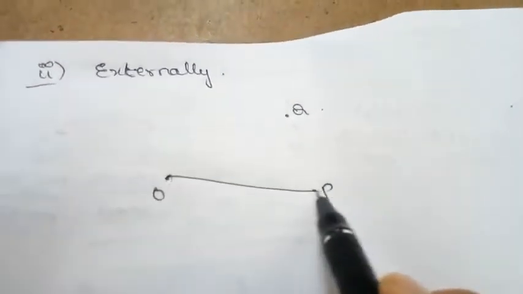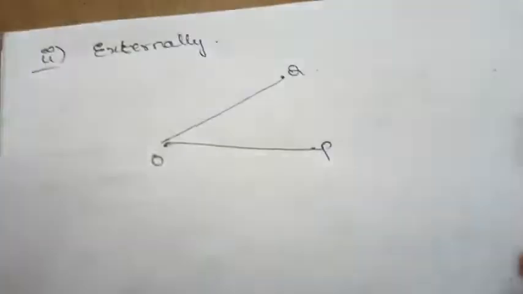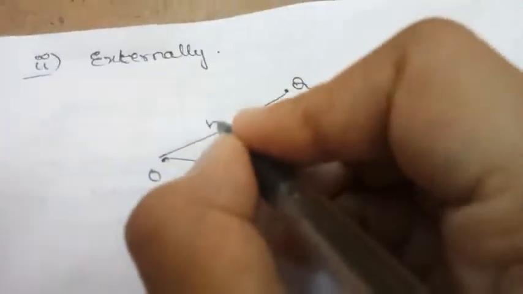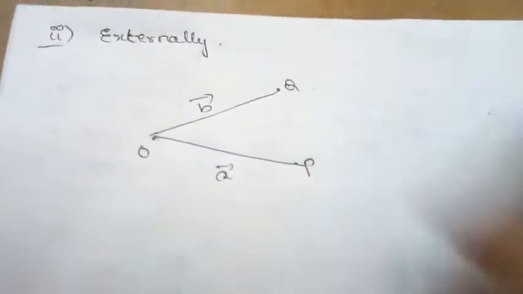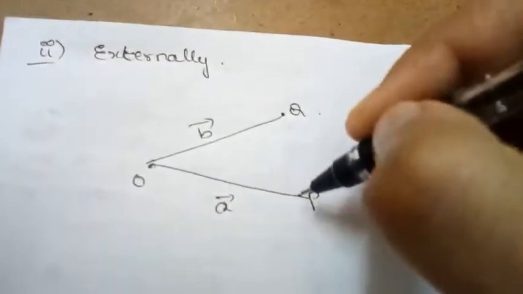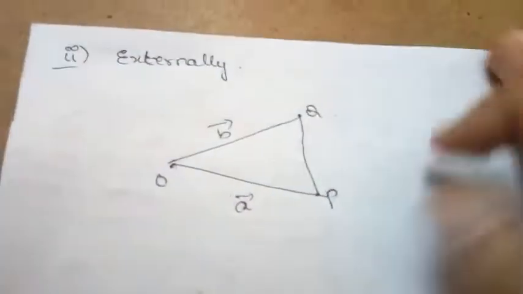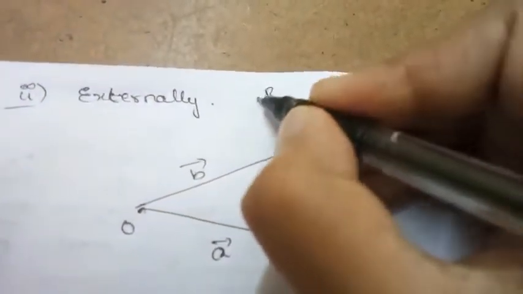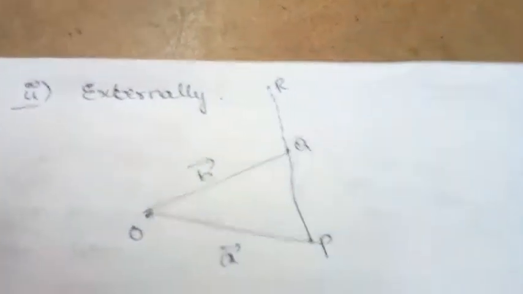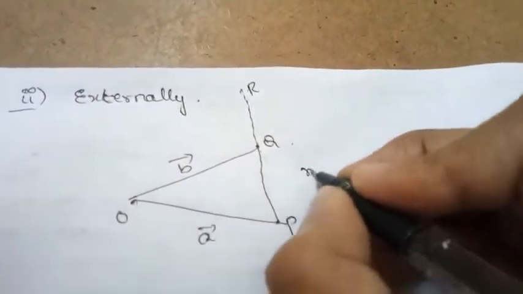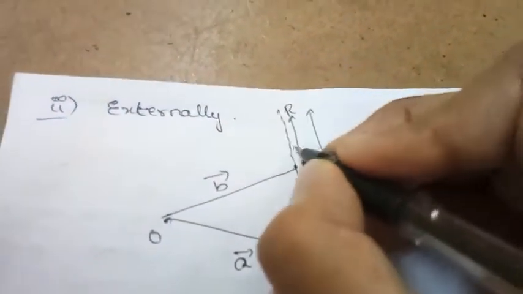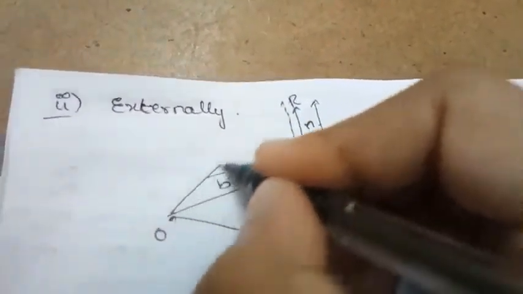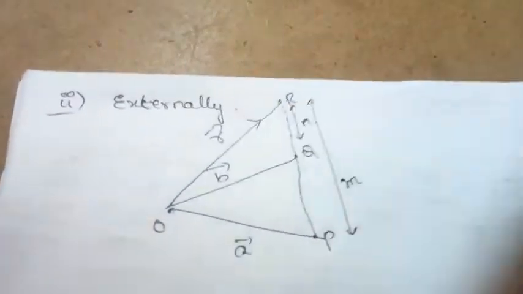Now the second case. Again the same points P and Q and the origin. The lines joining the origin to points P and Q, I will call vector A and vector B. Now we need to find a point which divides the line segment PQ externally. If this is point R, it divides PQ externally in the ratio M is to N, such that PR is M and QR is N. So we need to find the vector OR.